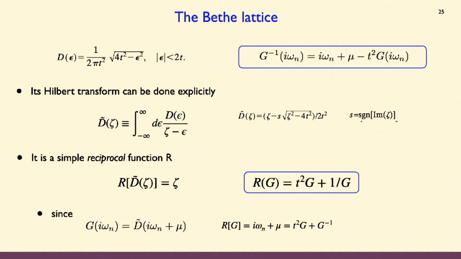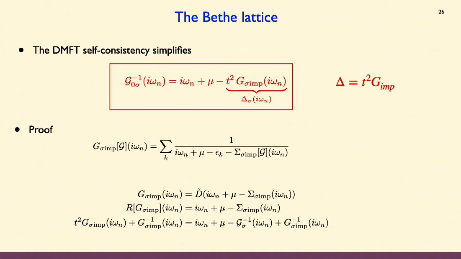So the Hilbert transform has a very simple property, and if you take this property, you will be able to show that the Weiss function curly G has a much simpler property: the hybridization function delta is simply t squared times the impurity Green function. So you don't have to do the sum over k that there was before. The proof is here for the record: you have these self-consistency conditions, which involve the Hilbert transform. You use the R function, replace it, and you find exactly this result.